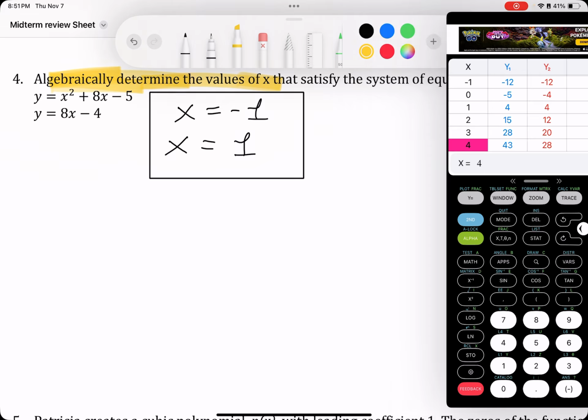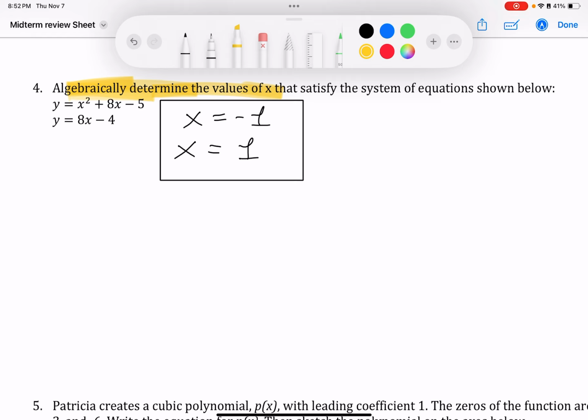To find the value of x that satisfies the system of equations, these are both polynomials. Go back to Algebra 1. You can use, in a sense, substitution. Set the polynomials equal to each other. So that's going to be x squared plus 8x minus 5, and that's equal to 8x minus 4.